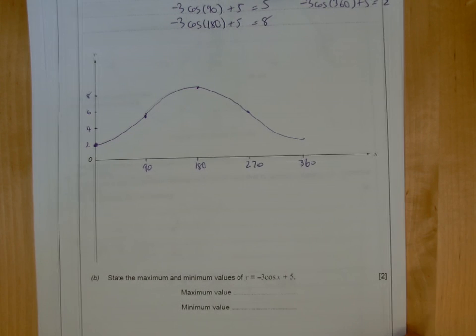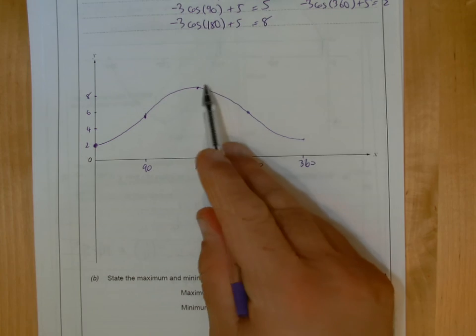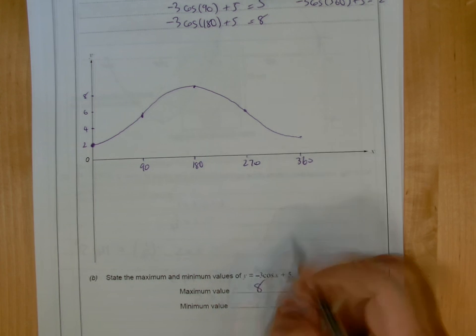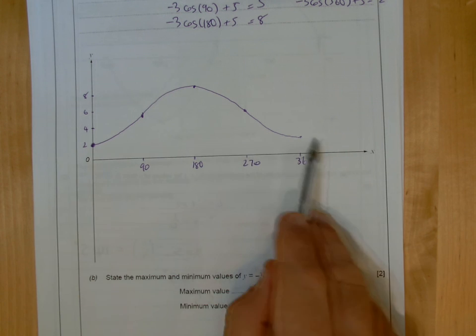It says then state the maximum and minimum values. So the maximum value is 8, isn't it? And the minimum value then is 2.